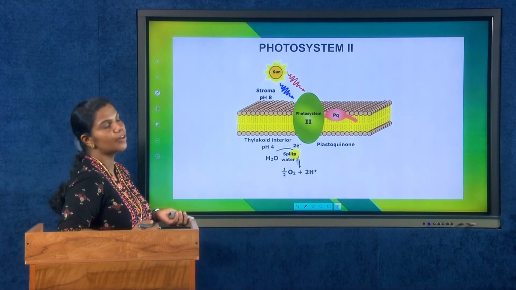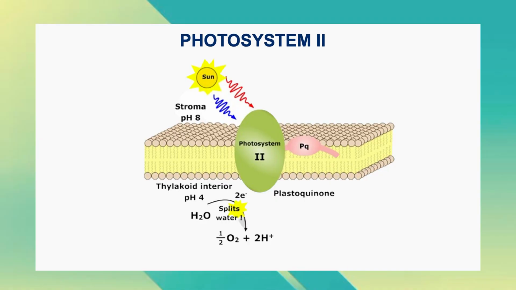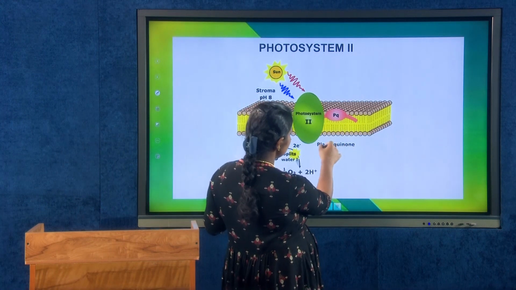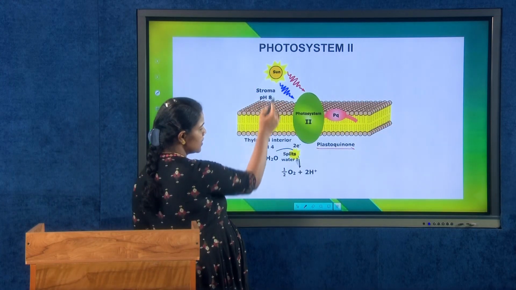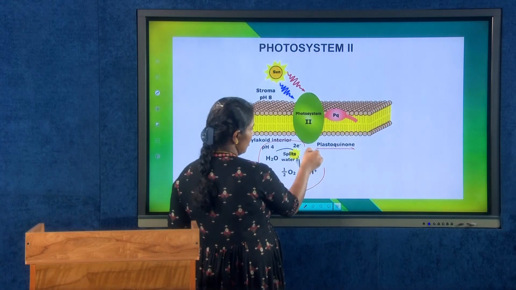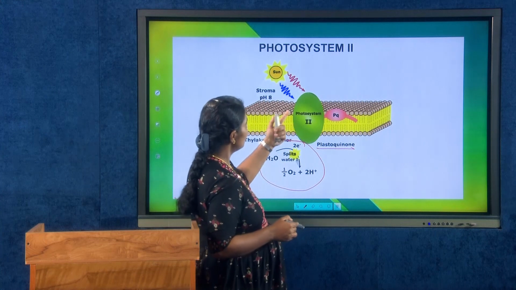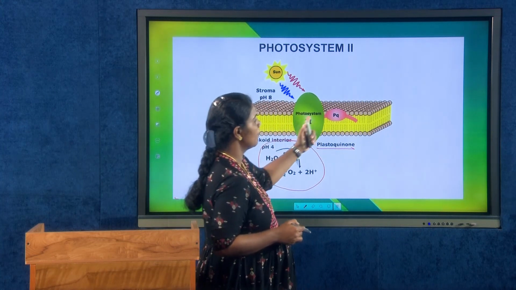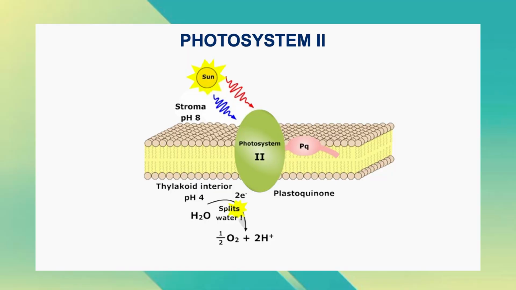Now, let us see the functioning of the photosystems independently in detail. This is a picture depicting photosystem II. Here you can see the electron acceptor plastoquinone. In photosystem II, we have the splitting of water here, and from photosystem II, the electrons are being transferred to electron acceptors like plastoquinone, and it is being sent to the next photosystem, that is photosystem I. We will see it in detail shortly.